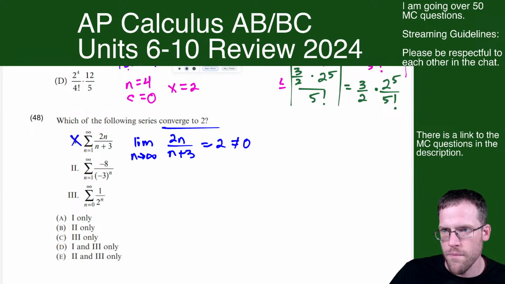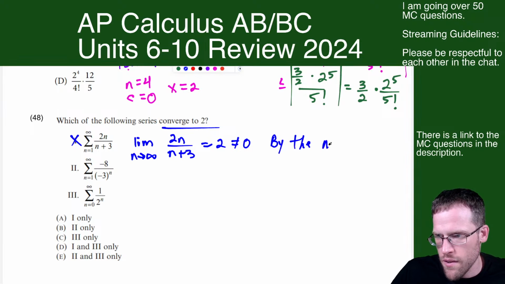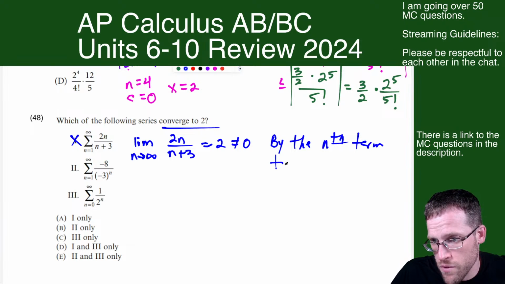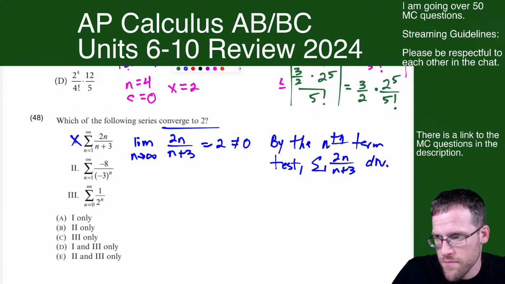let me just try that again. So by, sorry, this is driving me a little insane. It's just not letting me write. Because if I try to write fast, it freaks out. I have to write kind of slow. So by the nth term test. This is if it was free response. Sigma 2n over n plus 3 diverges. Okay, so that's out.